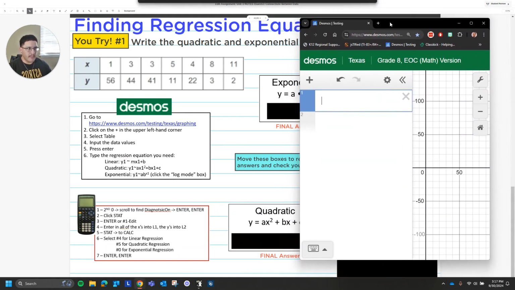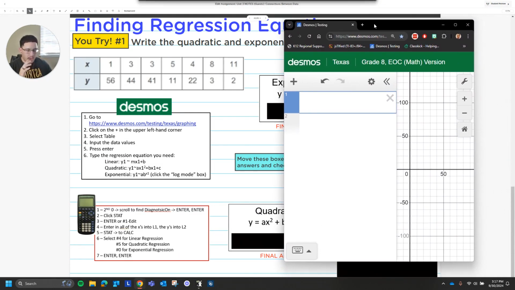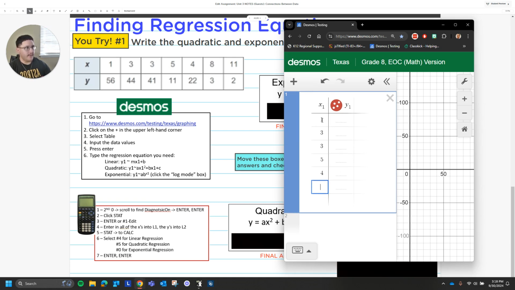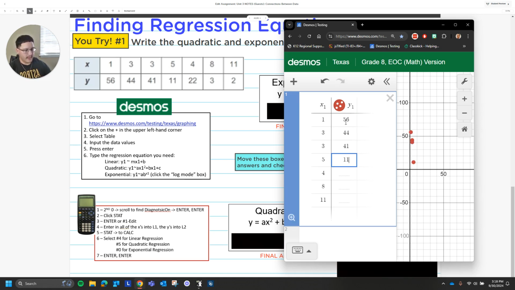Okay, I'm going to show y'all both. I'm going to go through this pretty fast, so just understand if you need more detailed explanations, you can just rewind the video and watch me go through the other examples. So for Desmos, we got to create the table and then enter the numbers 1, 3, 3, 5, 4, 8, and 11. Those are the X's. The Y's are 56, 44, 41, 11, 22, 3, and 2.